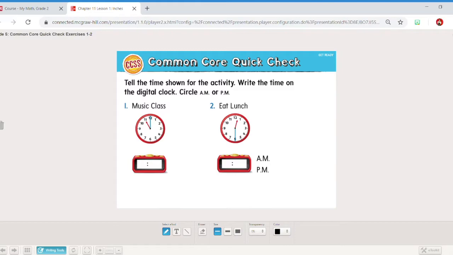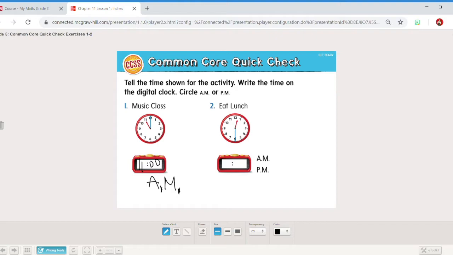We have our hour hand, which is between the 10 and the 11, or well, it looks like it's exactly on the 11 there. And I know that because my minute hand is exactly on the 12, which means it just turned 11. So it's 11 o'clock. And that would make the most sense to be in the AM. Because if we had music at 11 o'clock p.m. at night, you guys would be fast asleep and you'd have to go back to school in the middle of the night. So eat lunch.